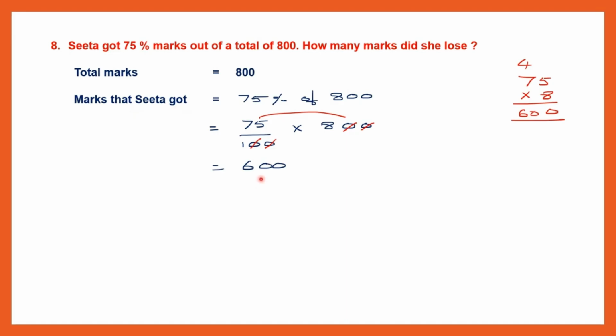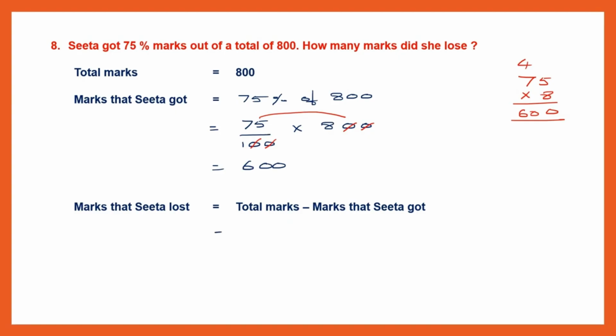And what are we asked to find? We are asked to find how many marks she lost. Okay, so she got totally 800. The total marks were 800. She got 600 out of it. And the marks that she lost will be, when you minus these two, you'll be able to find the marks that she lost. So the marks that Sita lost are total marks minus the marks that Sita got.